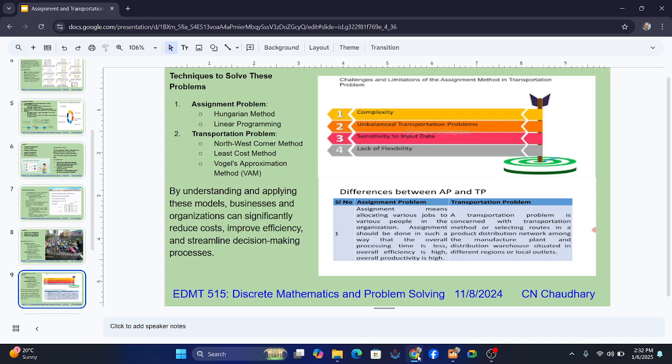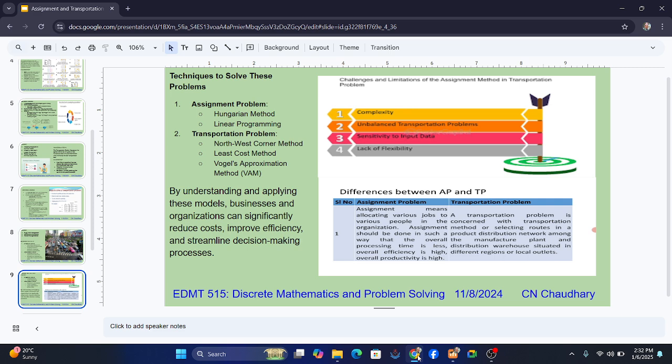Now, here are some techniques to solve these problems. First, the assignment problem. We can solve the assignment problem by the Hungarian method. Number second, the linear programming method. Now, talking about the transportation problem, techniques applied to solve the transportation problem are: number first, the northwest corner method. Number second, the least cost method, and Vogel's approximation method or VAM.